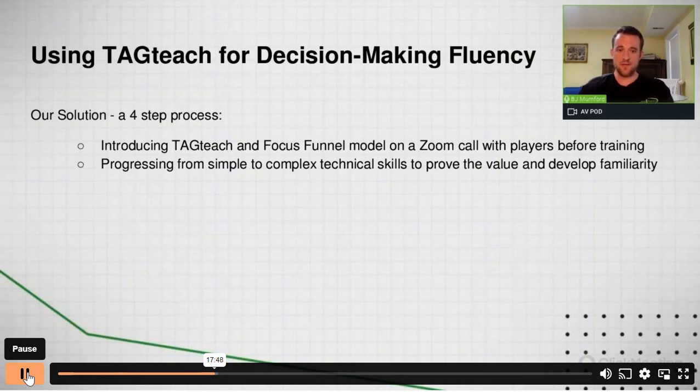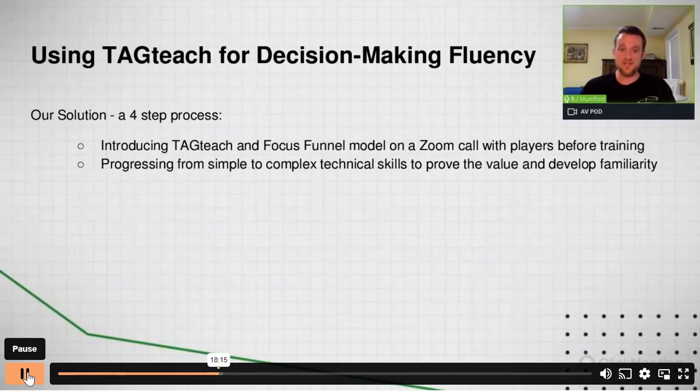And then the second part is we're progressing from simple to complex with our technical skills to prove the value of using TAGteach and let them develop some familiarity and some trust in that process, because we've found a lot of players don't trust it when coaches tell them yes, they did it right one time, and if they don't tell them the next time, they don't know for sure if they did it right and the coach didn't say anything, or if they actually did it wrong.